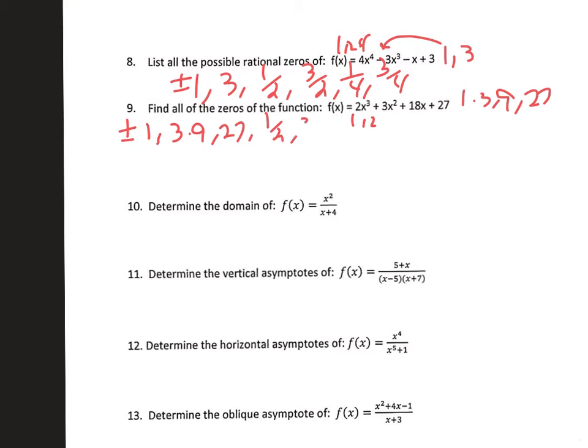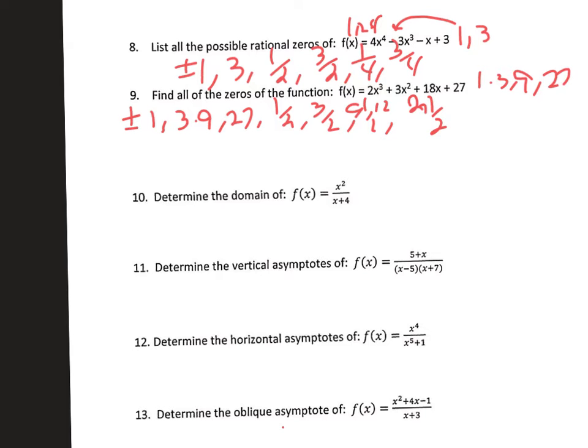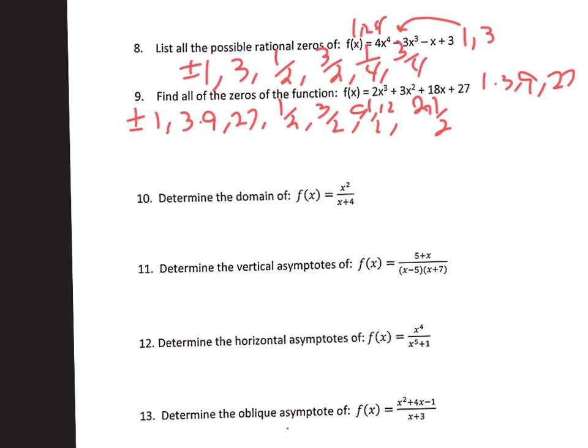1 over 2, 3 over 2, 9 over 2, 27 over 2. Sorry about that. 27 over 2. Then punch in your calculator. When you punch the function in your calculator, you're looking for a 0, an x-intercept. There's one of these, something in your list that actually is a 0.